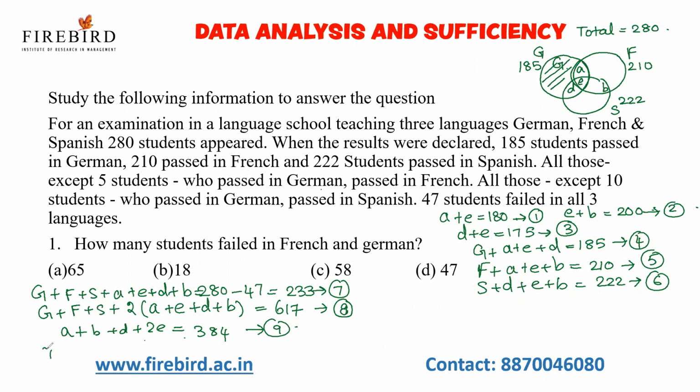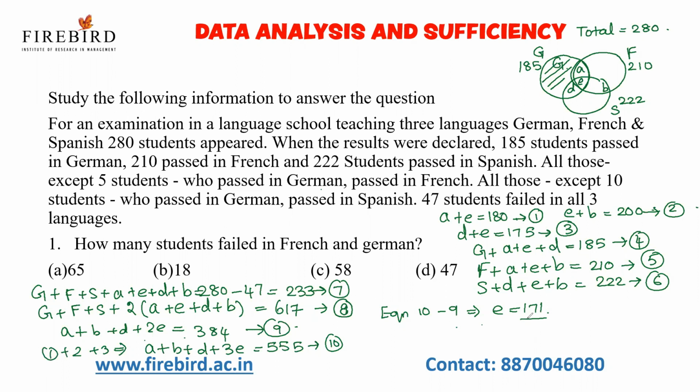Okay, if I add equations 1, 2 and 3, I'll get A plus B plus D plus 3E is equal to 555. Take this as the 10th equation. So equation 10 minus 9, if I subtract, I'll get E value as 170. See, if I know E value, remaining values I can find very easily.